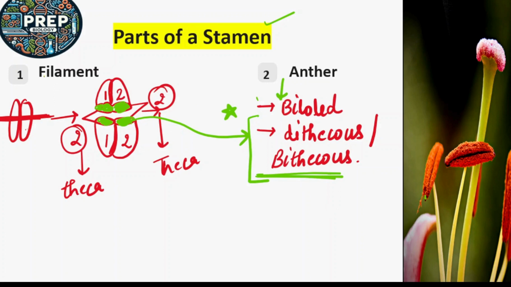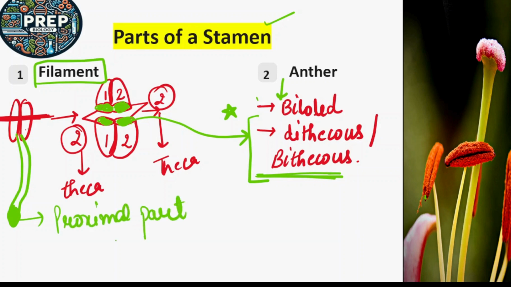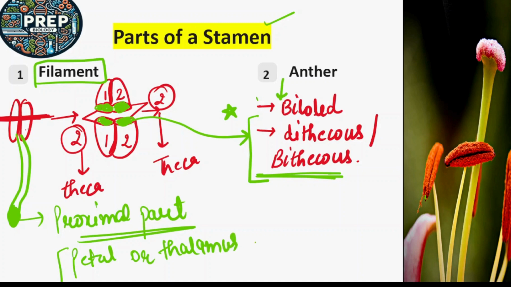This is very important. And the filament is a cylindrical, slender, stalk-like structure. This is the stalk of the anther, and the proximal part of the filament, that is the basal part of the filament, is attached to the petal of a flower or the thalamus of a flower. This point is also important. Is it clear?